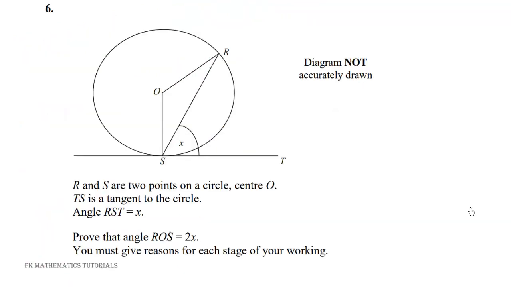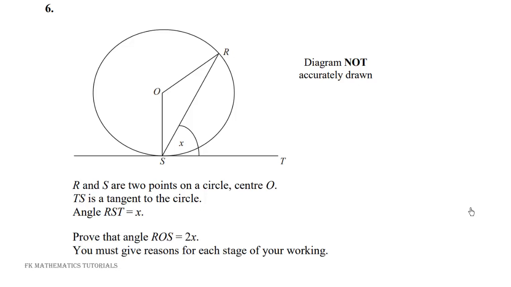R and S are 2 points on a circle, center O. TS is a tangent to the circle. Angle RST is equal to x. Prove that angle ROS is equal to 2x. You must give reasons for each stage of your working. So let's see how we can do this.